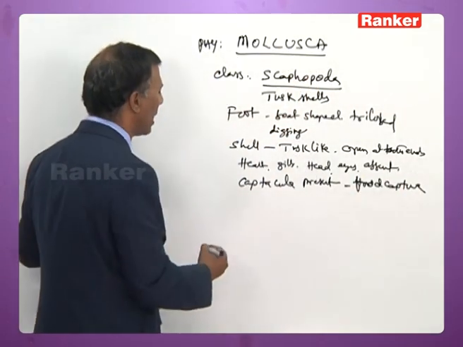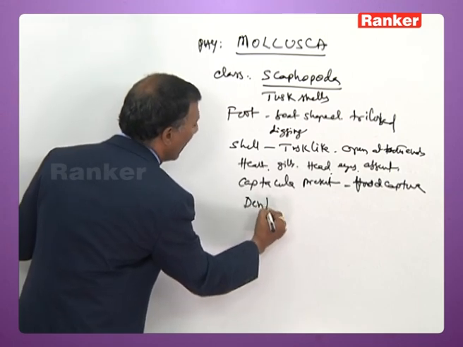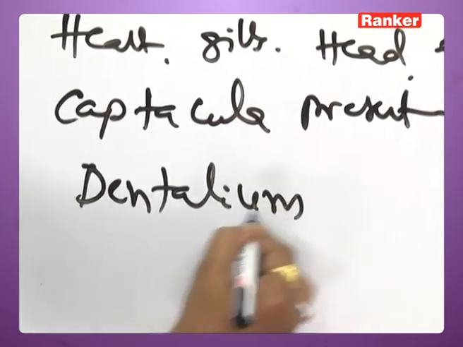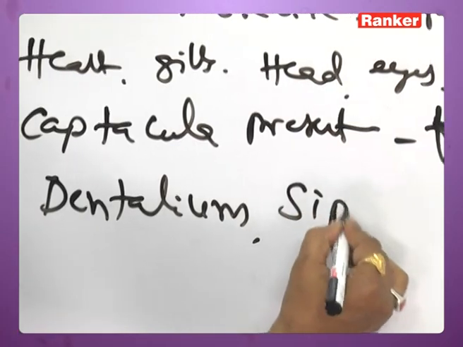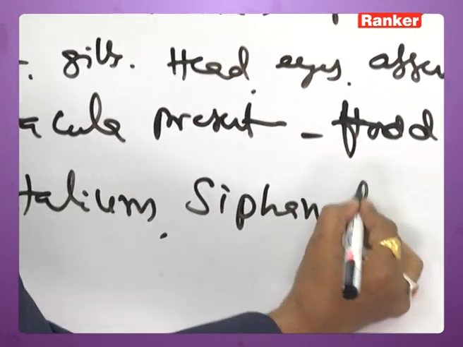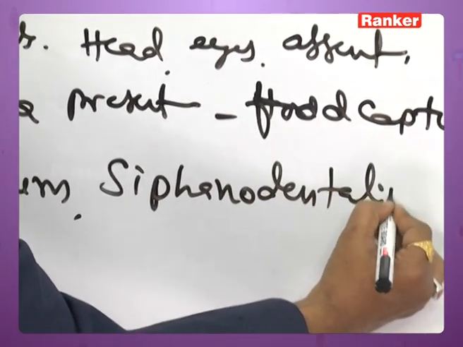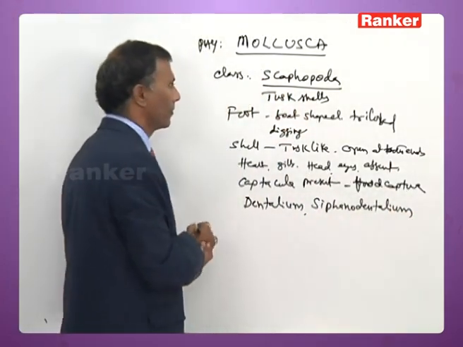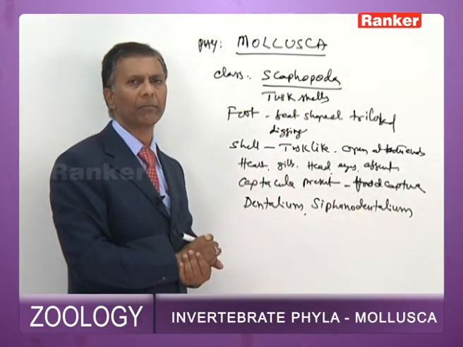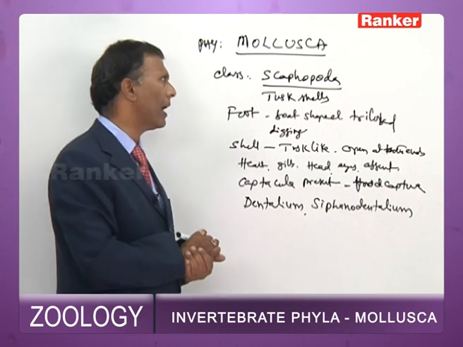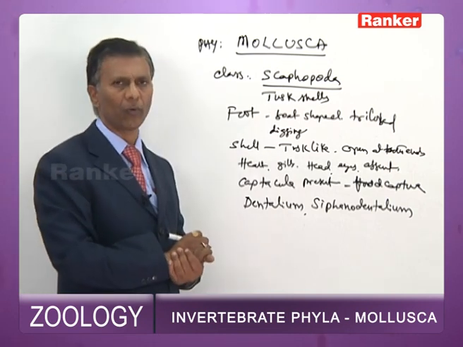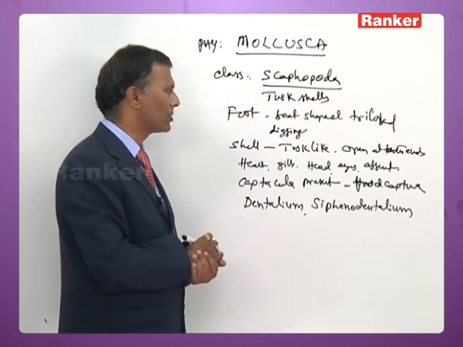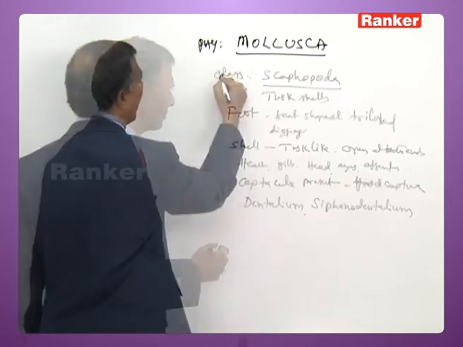The examples are Dentalium and Siphonodentalium. Some of the scaphopods have a larva called trochophore.